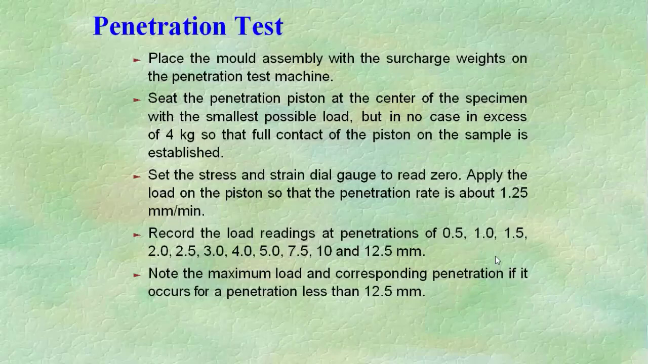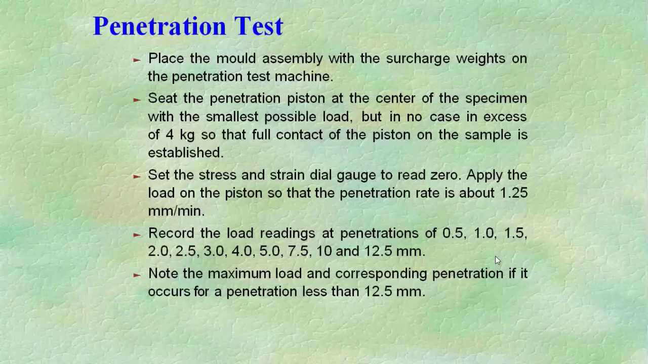The penetration plunger is placed in contact with the top surface of the specimen by applying the setting load of 4 kg. The dial gauge is firmly fitted in position with the proving ring and set to 0 before applying the load on the plunger. The plunger is allowed to penetrate into the soil at the uniform rate of 1.25 mm per minute.